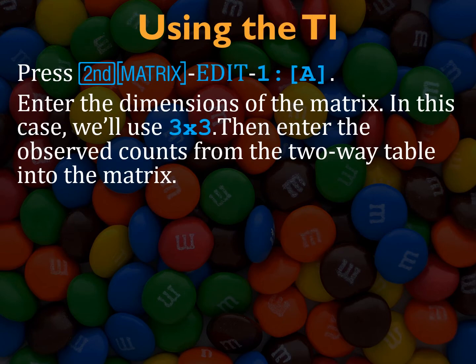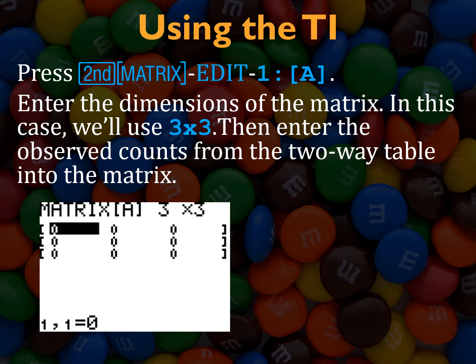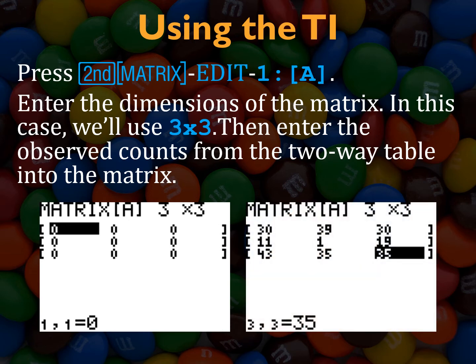So the first thing you need to do before you can use the chi-square test on your calculator is that you actually have to create the two-way table. And to do that, we're going to use the matrix function. So go to your calculator and go to second matrix, and then select edit, and then select matrix A. So that's number 1. You will enter the dimensions of the matrix as 3 by 3. So there you'll see an empty table that looks something like this, and then you'll put in the observed counts from the two-way table. Again, the observed counts into the matrix. So that's what it will look like when you're done using the example we just did.